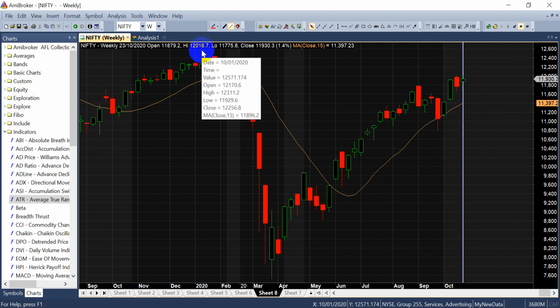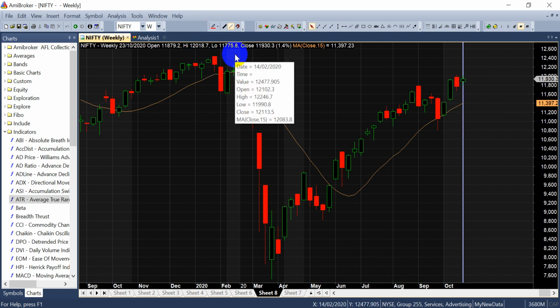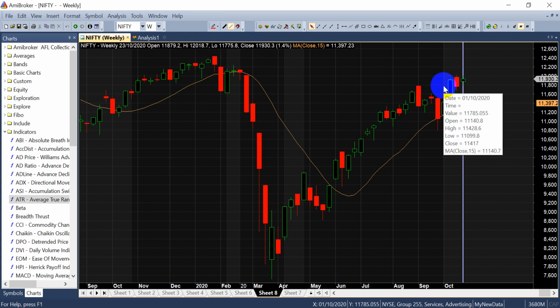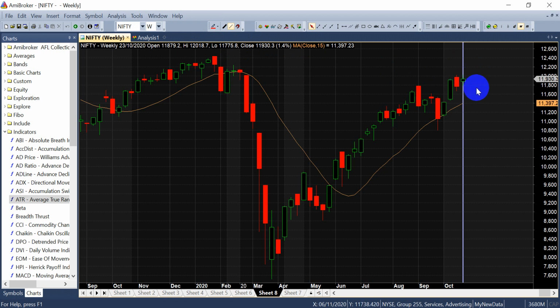So basically, if 12018 is broken on the upside, you can easily expect a 200 to 250 points move, and the same if 11775 is broken on the downside. It's a big range in between. We can use other strategies, like the chopper level we have given, so you can work on that, and we'll keep sharing certain levels which will help you in trading. But these kinds of setups form very rarely.